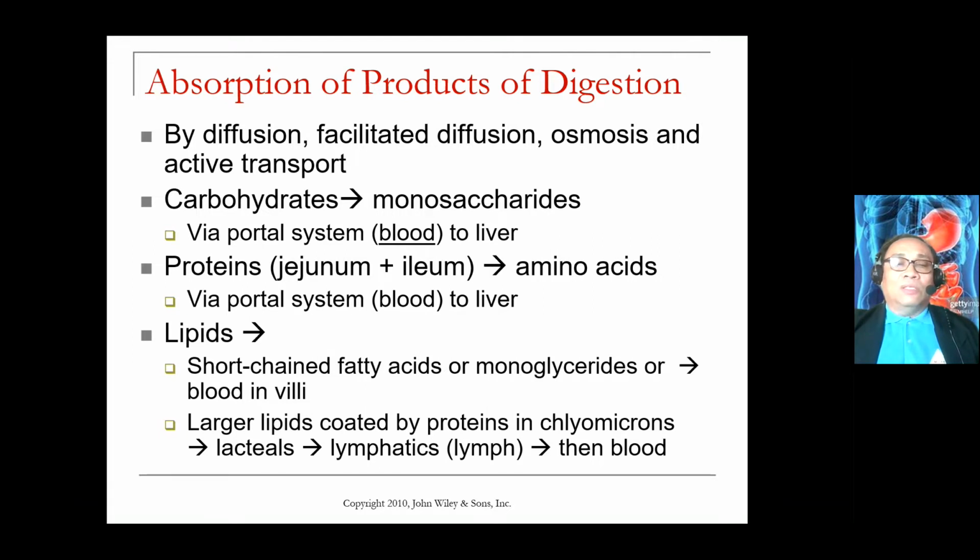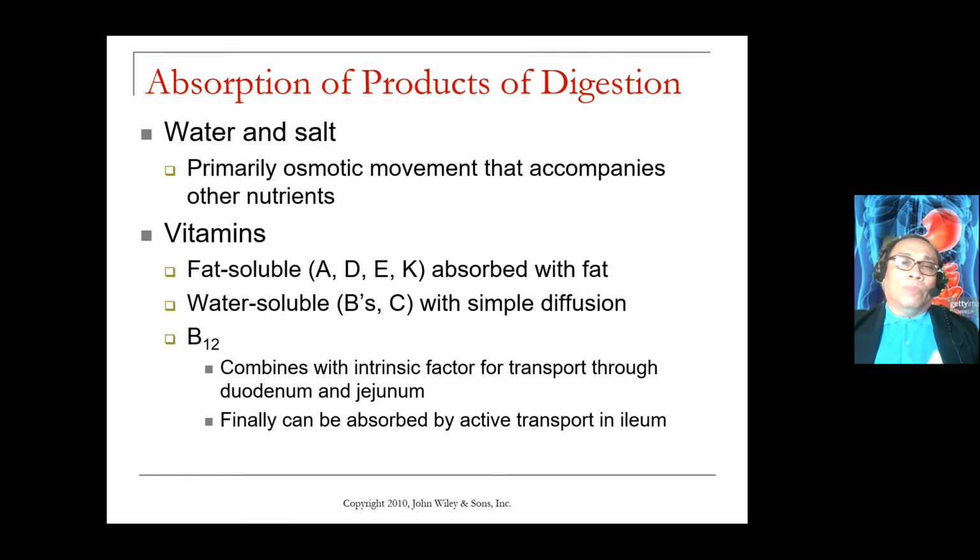Sa lipids, the short-chain fatty acids or monoglycerides present in the blood, they are further coated by proteins in chylomicrons. They travel through the lacteals, lymphatics, then going to the blood. Water and salt. Well, their absorption is primarily osmosis that accompanies other nutrients.